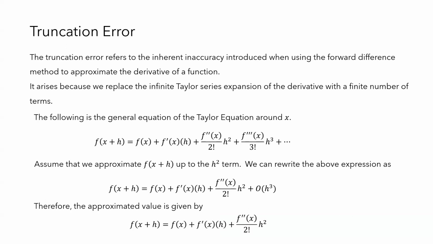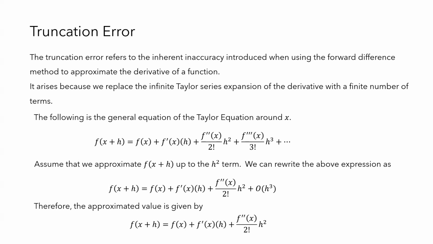And now I'm trying to find the truncation error associated with this approximation. So truncation error refers to the inherent inaccuracy introduced when using the forward difference method to approximate the derivative of a function. Actually, this can be generalized for any method, okay? Any method associated with the Taylor series or approximation. So for our case, we are discussing the forward difference method in this lecture.